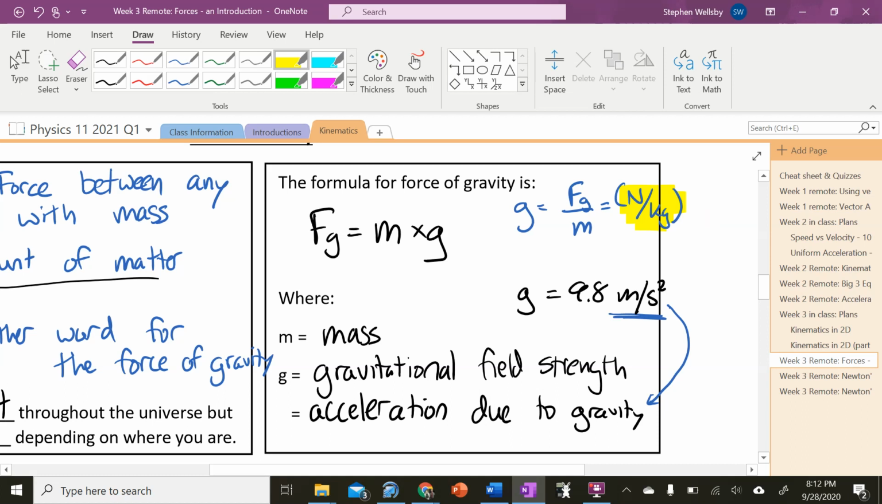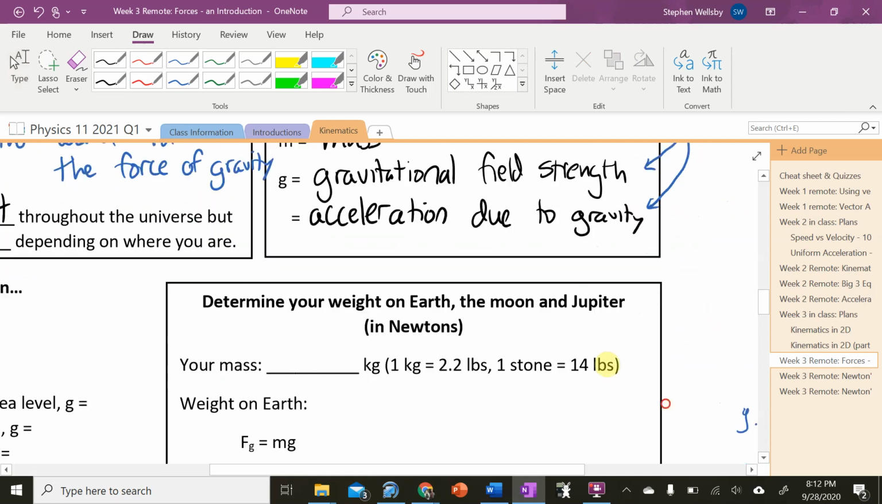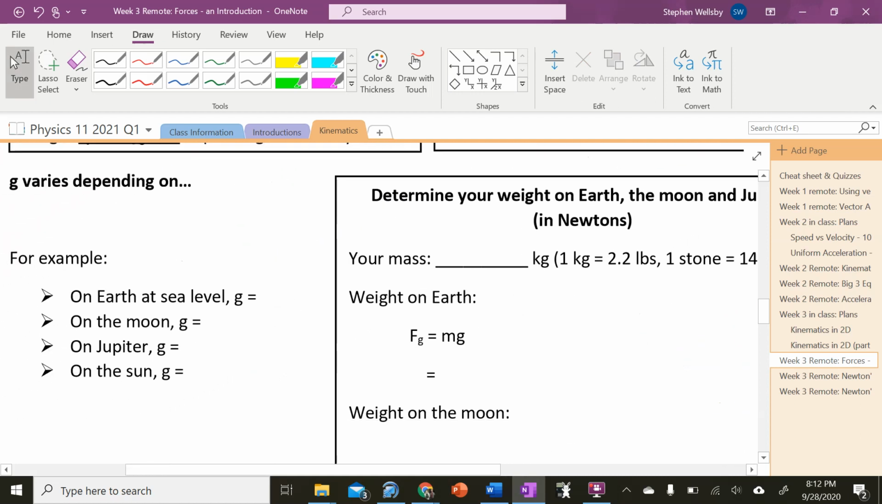So 9.8 meters per second squared is when we're thinking about it in terms of acceleration, which is mostly what we'll be doing in physics 11. And then 9.8 newtons per kilogram is something when we're thinking about how strong the gravitational field is around the Earth. And this is more for grade 12. But we can still think of it this way. Okay, so let's try this out.